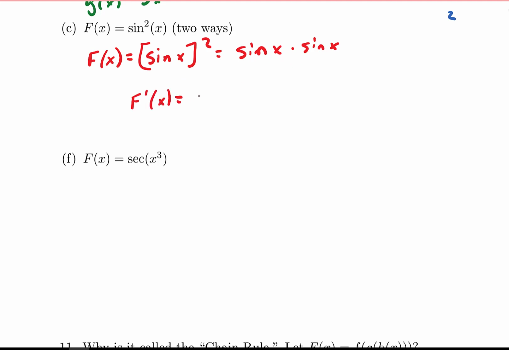Now I'm going to use the product rule. So here's the first times the derivative of the second, plus the second function, which was sine of x, times the derivative of the first, cosine x. Okay, so we've got two factors of this, and we can combine them together as 2 sine x cosine x, which is the same answer as we got before.